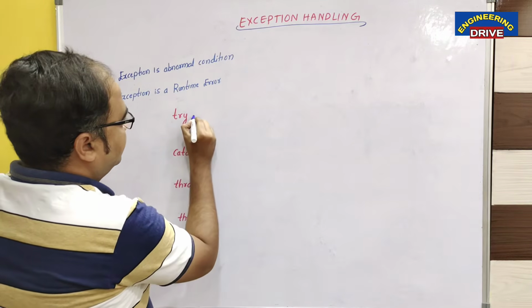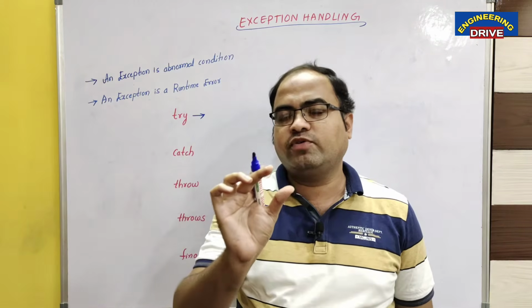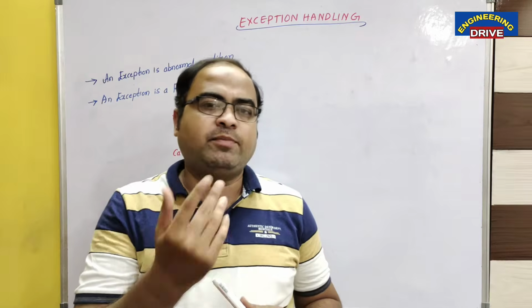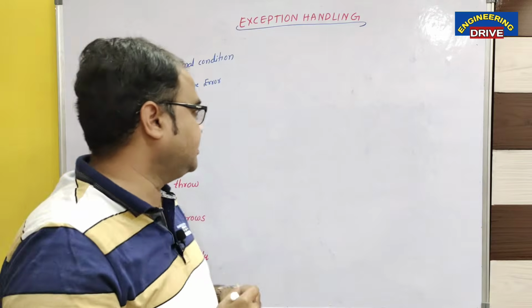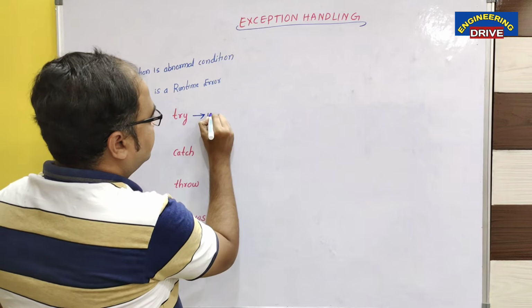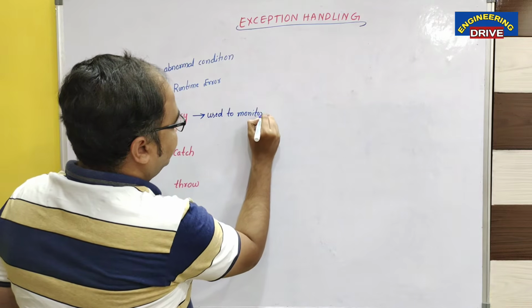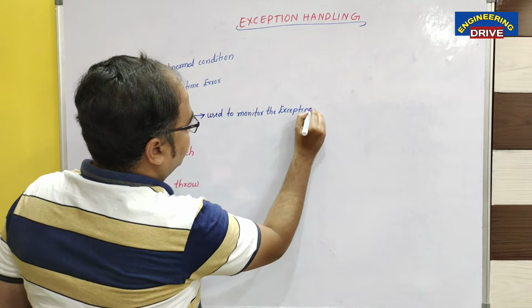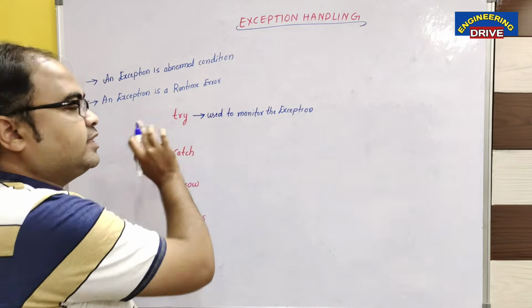Number 1, try block. What is the use of try block? Let us say you have a doubt that a particular part of your program may have a runtime error. There is a chance that this part of the program may generate an error, an exception. In those circumstances, you need to put that code inside the try block. So the try block is used to monitor the exception. You write the code in which there is a chance of exception in the try block.